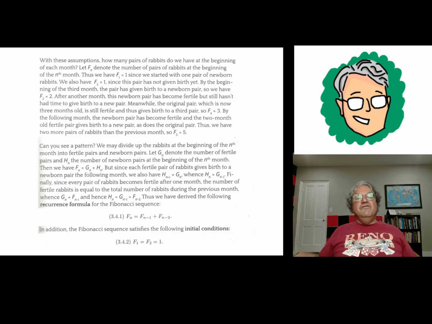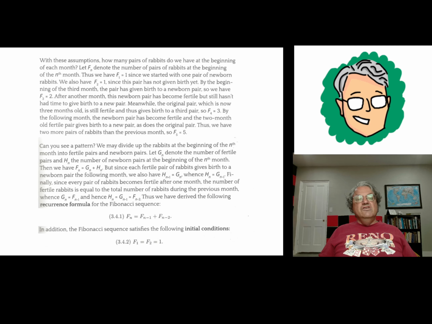It turns out that Fn is equal to Fn-1 plus Fn-2. In other words, the number of pairs of rabbits you have after n months is equal to the number you had after n-1 months, in the previous month, plus the number you had 2 months ago, Fn-2. You can check that yourself. This is what's known as the recurrence formula for the Fibonacci sequence.